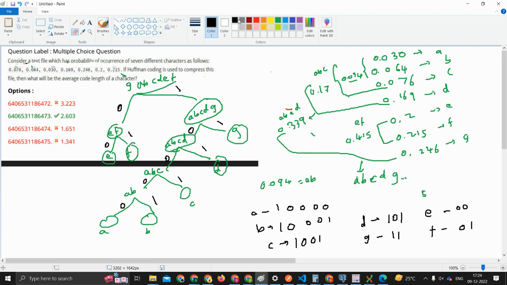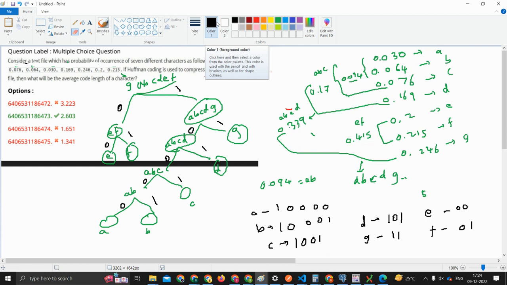So it is for G in this case. G also is getting only 2 bits encoding. That's a good sign, because whatever comes the most number of times, our objective is to assign the least number of bits to that particular character. So that is being satisfied here.